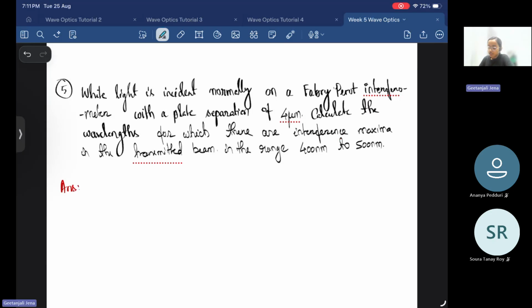First, recall what is the condition for getting the interference maxima in the Fabry-Perot interferometer. Then you can use different values of M, and check which of these lambda is satisfying the interference maxima condition. Yes, the condition is 2D is equal to M lambda.